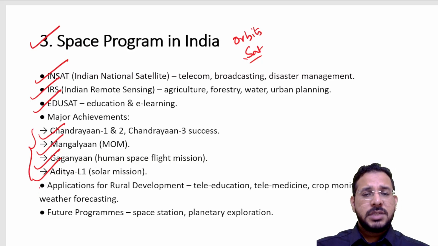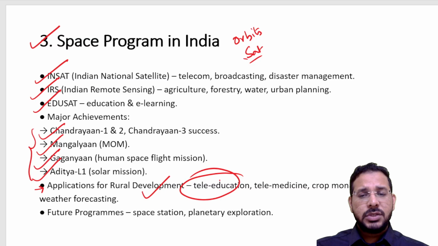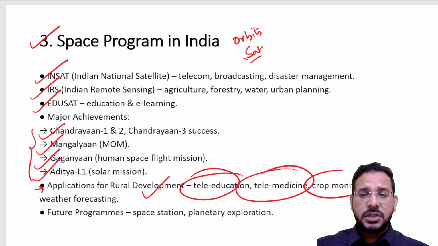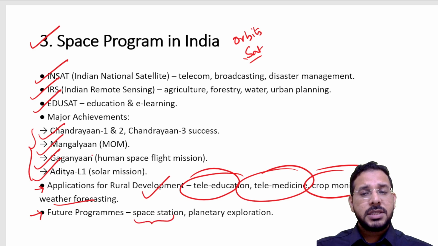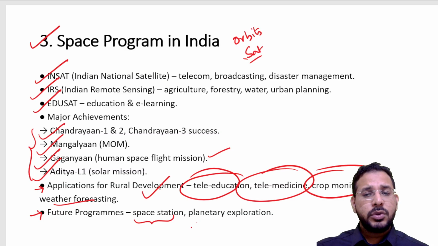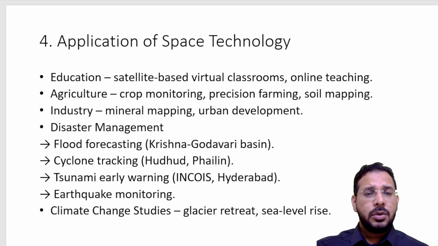Then how this space program is applicable in different fields. So how it is applicable for rural development by tele-education, telemedicine, giving information for farmers, weather forecasting, which is very important for agriculture. So future space programs, India is also planning to have a space station. Our Gaganyaan mission is a first step in that journey. So what are the future missions of ISRO? You must also know them. Then application of space technology.